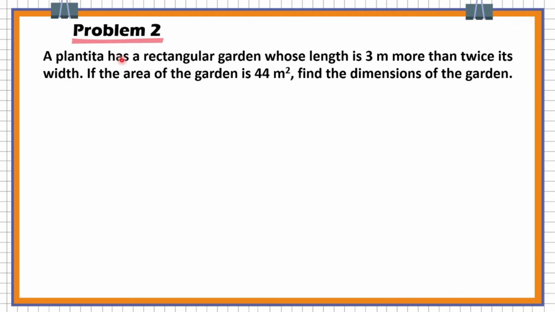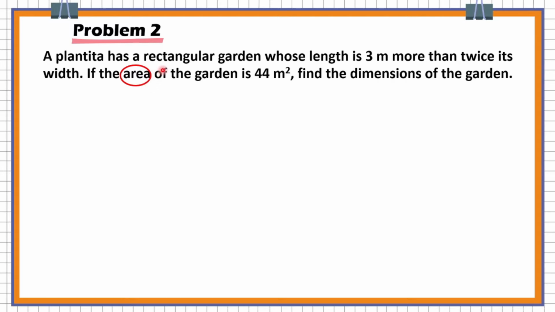A plantita has a rectangular garden whose length is 3 meters more than twice its width. If the area of the garden is 44 square meters, find the dimensions of the garden. So, mag-represent muna tayo. Bago natin i-represent yung given variable, tignan natin yung keywords na nakapaloob dito. Una na dito yung area. Ano ba yung area na hinahanap? We have different kinds of area. Depende yun sa hinahanap na shape.